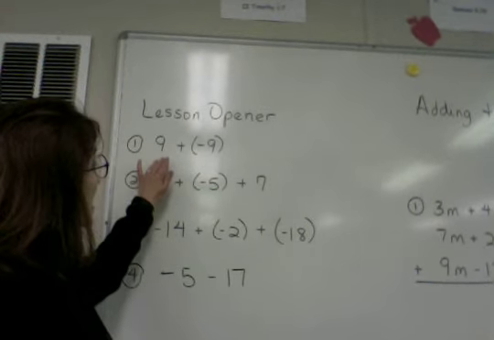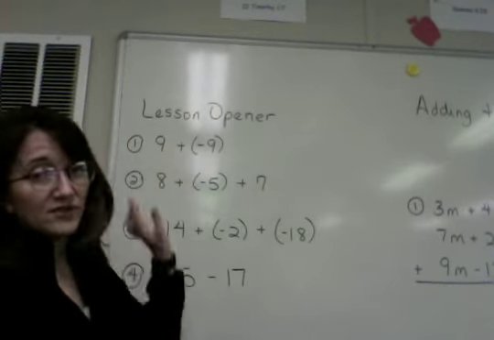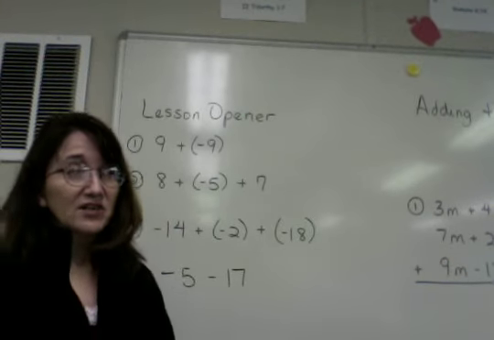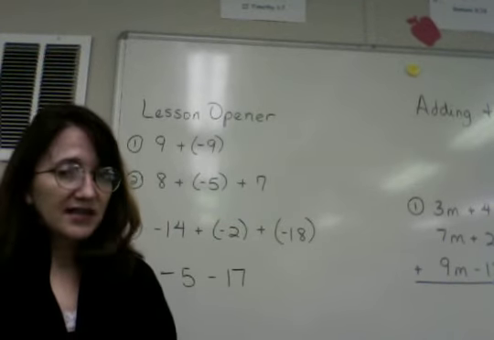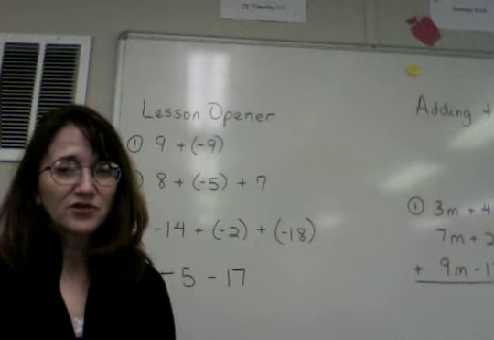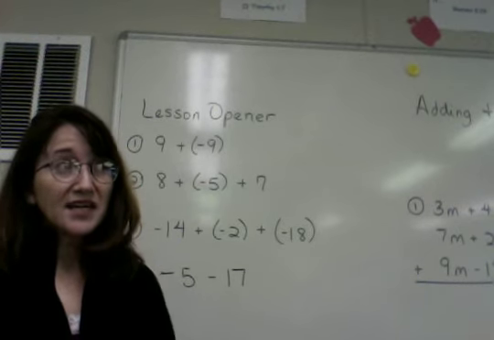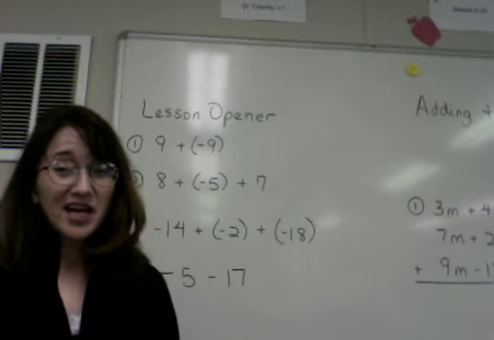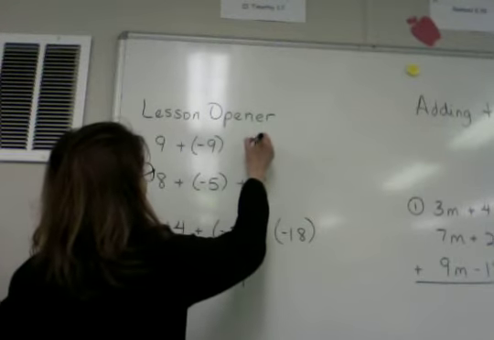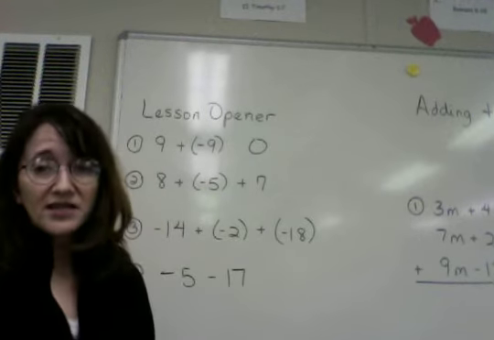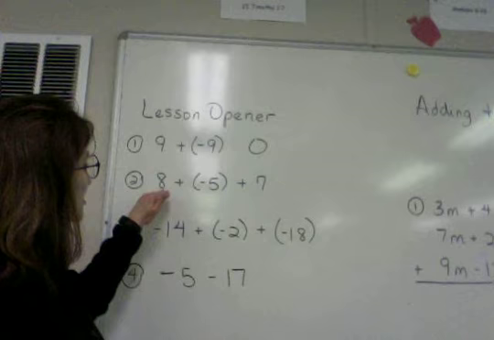If I've got 9 plus a negative 9, my rule is if my signs are not the same, I subtract and then I take the sign of the larger number. Well, 9 and then I'm adding a negative 9 means I'm going to have a 0, right? A 0.